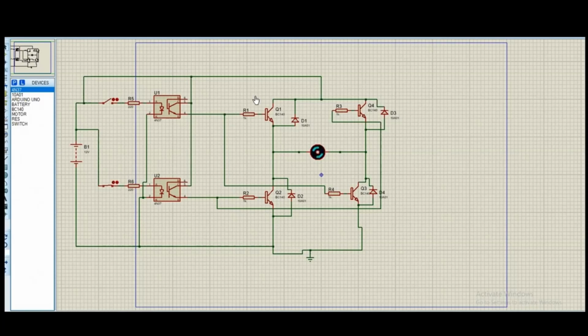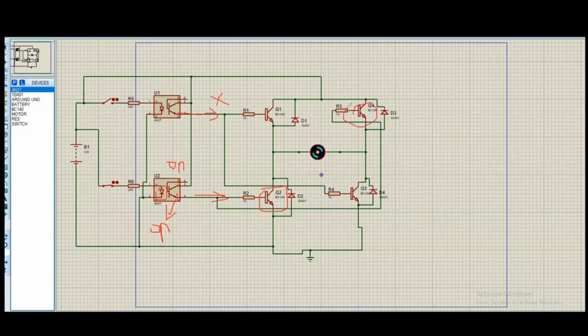Now the LED of the upper optocoupler is off and its phototransistor is also off, by which I mean that there is no current flowing through it, and this one is in the on state, which means its LED is on, its phototransistor is also on, and the current can flow through this. It is going through the base of this transistor and also this transistor.